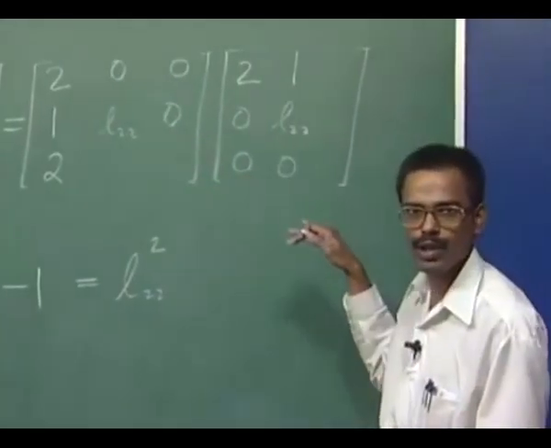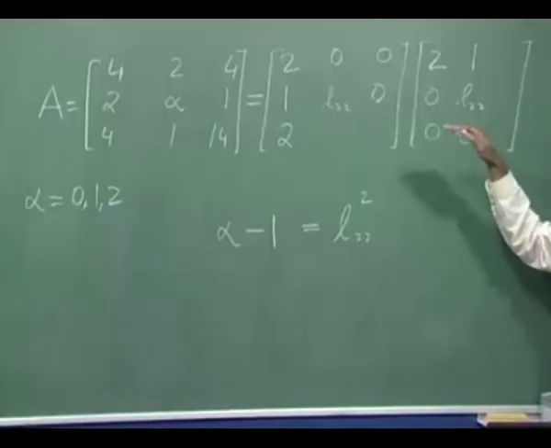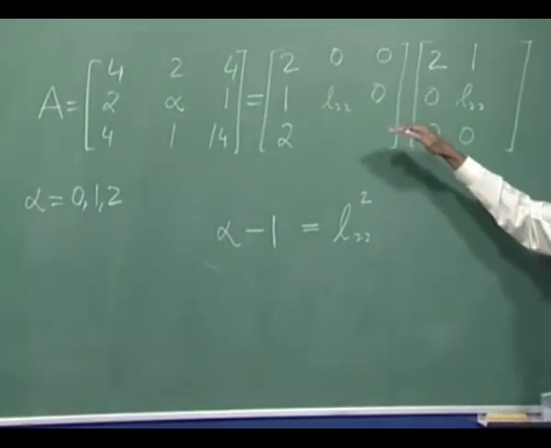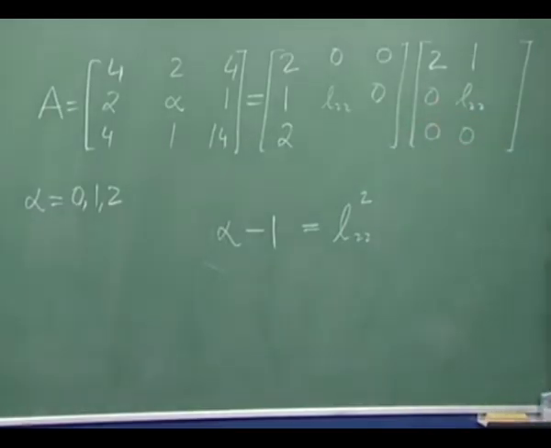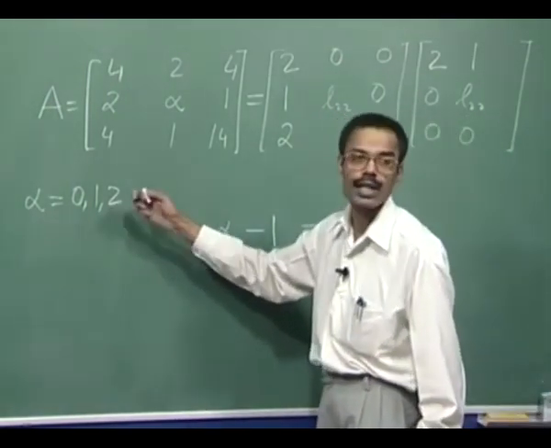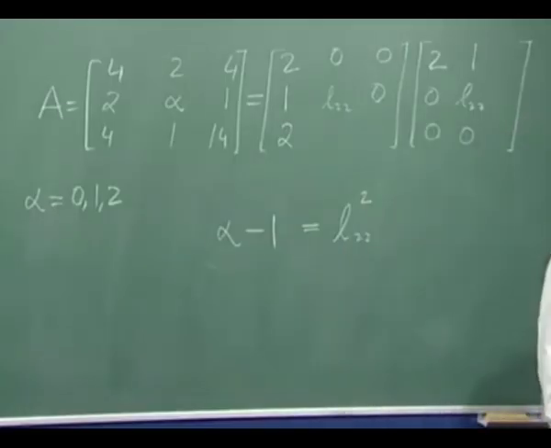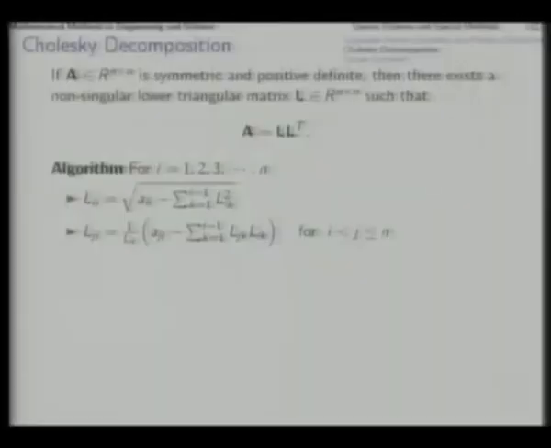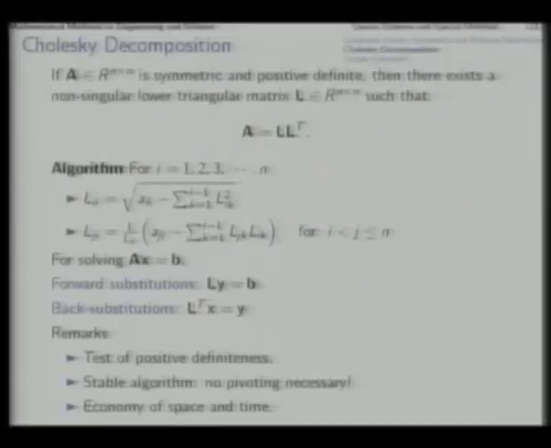From this point onwards, I advise you to complete this sequence of operations and see why this positive definiteness, which you get with alpha greater than 1, is needed for a successful completion of Cholesky decomposition. So, Cholesky decomposition also gives you a test of positive definiteness, and it is a very stable algorithm with no pivoting necessary, and this saves space and time compared to an ordinary LU decomposition process.